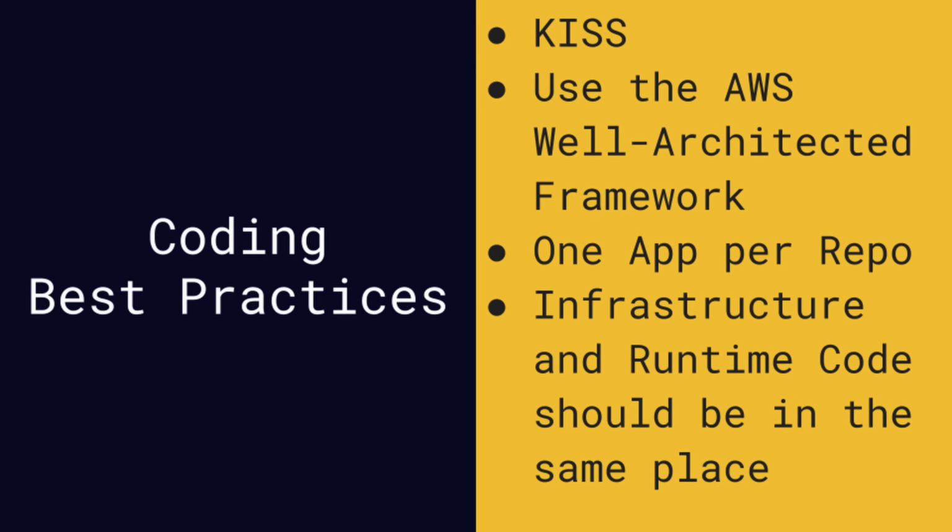For coding best practices, AWS recommends to only add complexity where you actually need it. Don't architect for all possible scenarios up front. So, the keep it simple stupid principle. It also recommends to use the well-architected framework. AWS CDK apps are a mechanism to codify and deliver well-architected best practices. As you follow these principles, you can create and share components that implement them.